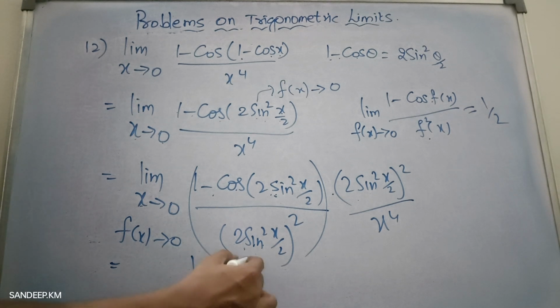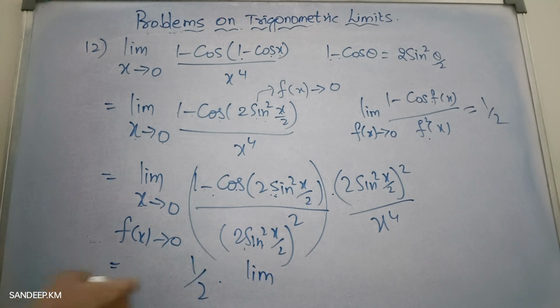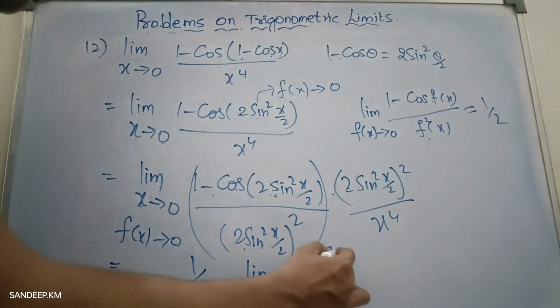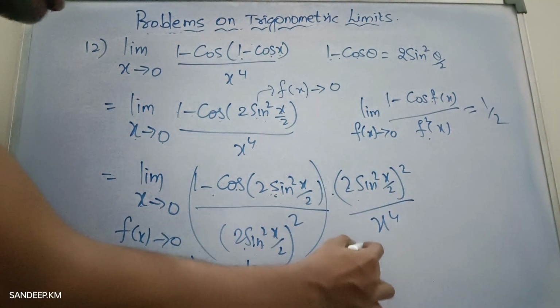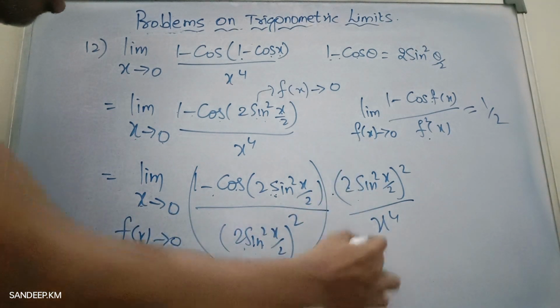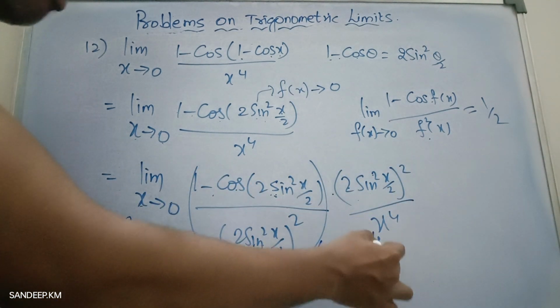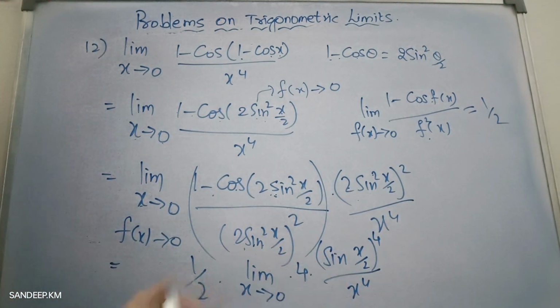Okay? So what is it? Into limit x approaches 0, 2 square will be 4, into sine x by 2 whole power 4, divided by x power 4. So you can take 4 outside. 4 into 1 by 2 will be 2. Correct or not? 4 into 1 by 2 will be 2.